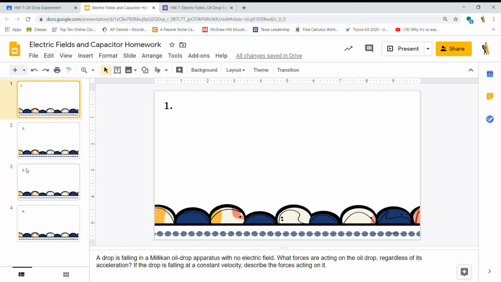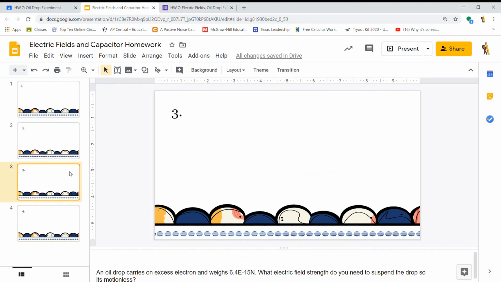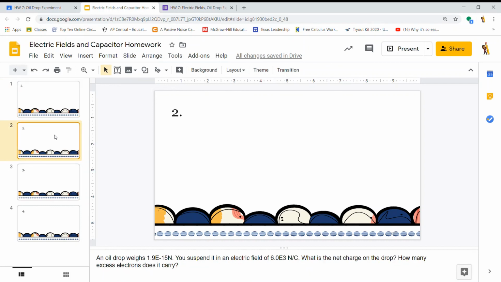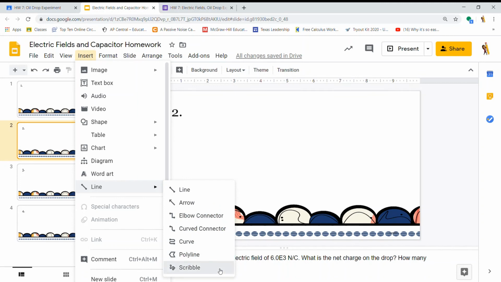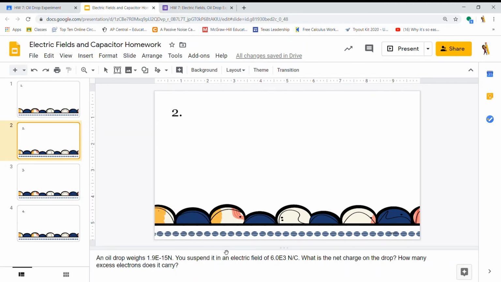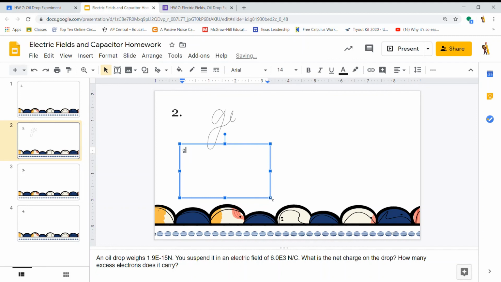Another way you can do it is the Google Slides. You should be able to edit it. Each student gets their own copy, and then you could insert, line, scribble. You can write all over the Google Slides. You could insert information if you want, text box, and type out your variables and make your diagrams. So if this is convenient for you, go for it.